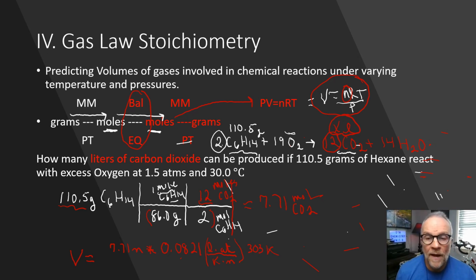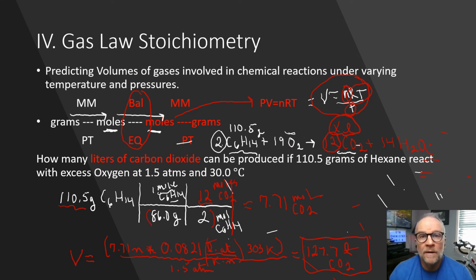So you have all that as your top fraction, and you'll divide that by your pressure. We did R and T, and we'll divide that by our pressure. And our pressure is given as 1.5 atmospheres. Okay, so let's do the math there. And when we do the math there, we get liters of our carbon dioxide. Okay, so there's our final answer there.